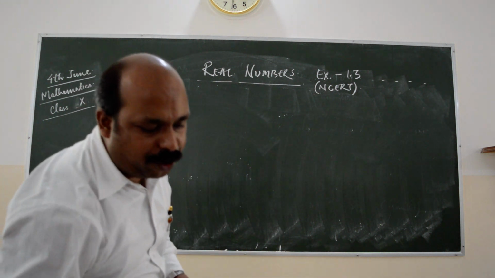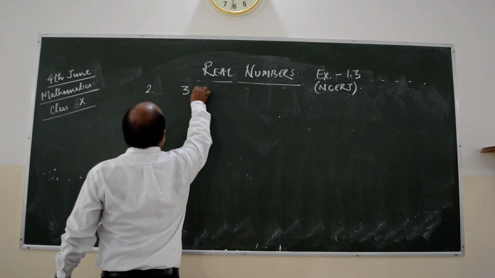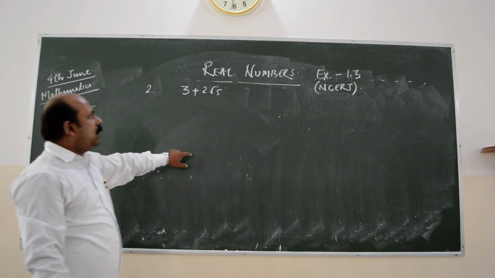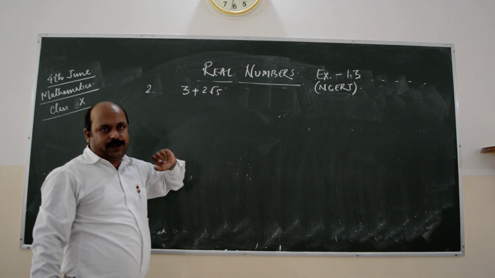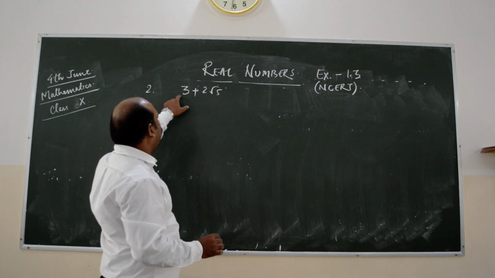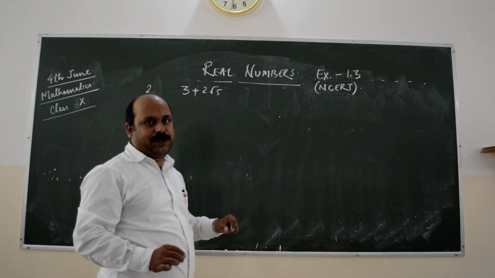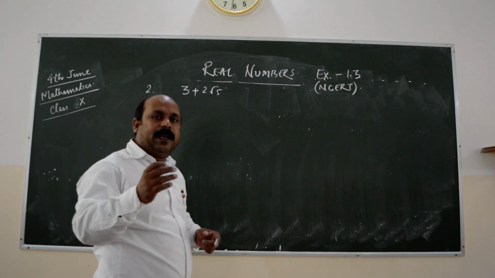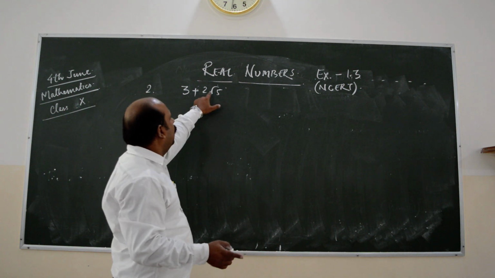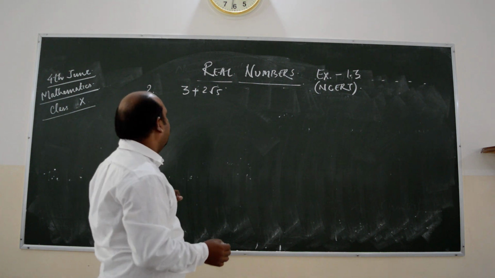So the next question is question number 2. Prove that 3 plus 2 root 5 is an irrational number. Just now we have proved that root 5 is irrational. In your examination the question will be given as: prove that 3 plus 2 root 5 is an irrational number, given that root 5 is irrational. Root 5 irrational will be given to you. If it is not given and if it is of 4 marks, you need to prove that root 5 is irrational first and then you will prove this number to be irrational.